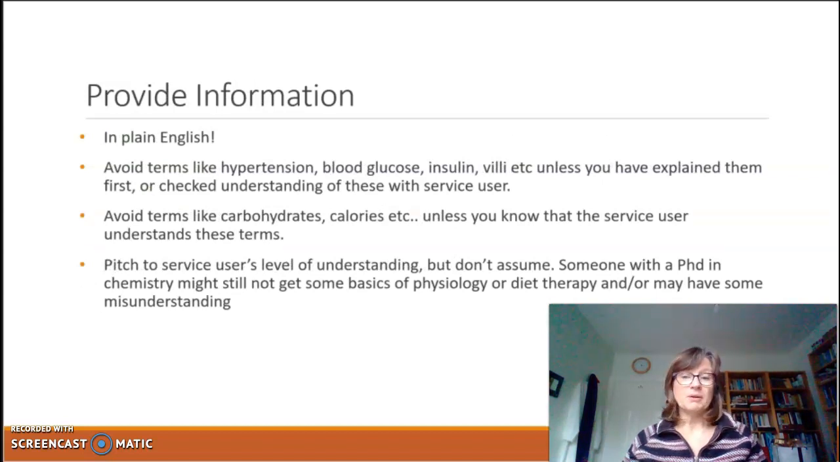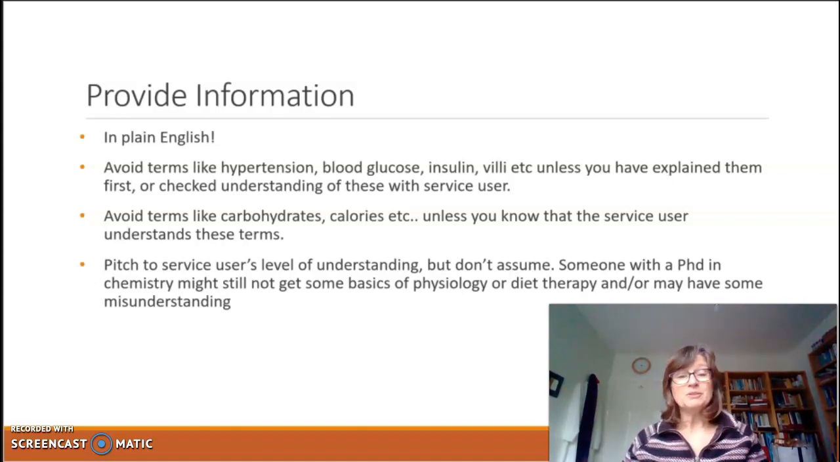So let's think a little bit about providing information. We need to avoid terms that are everyday to us. We've learned them, we use them in our assignments and in talking with each other. But if you tell someone they've got hypertension, what does that mean to them? If you talk about blood glucose, is that an everyday term? Insulin, what's that? Villi, what are they? If you haven't explained them first, or checked that that service user understands them and can understand how it's relevant to them, you can lose them completely.